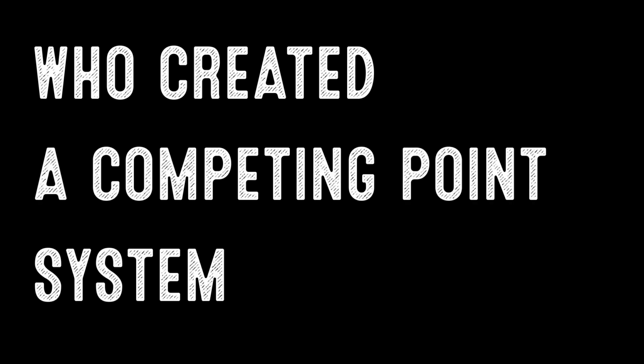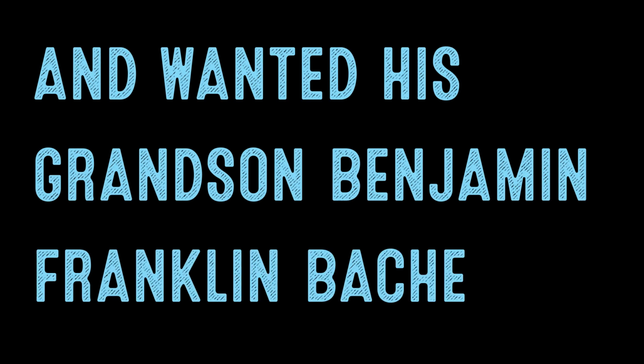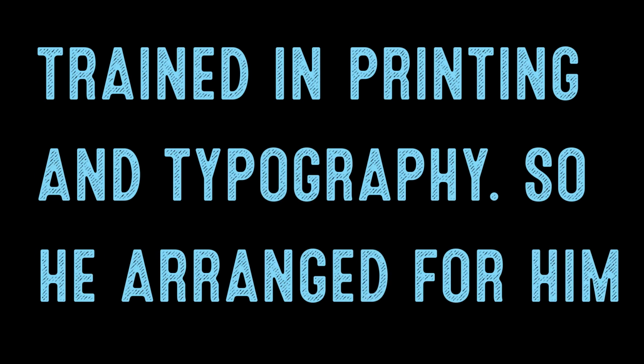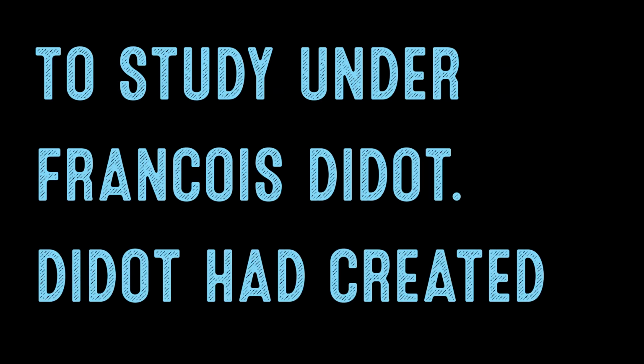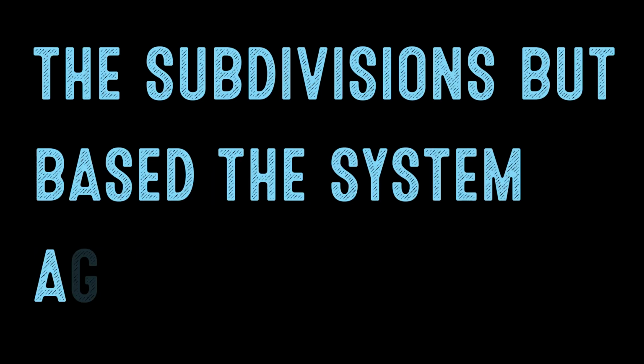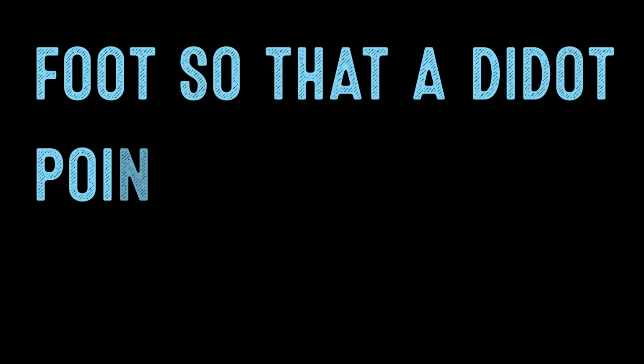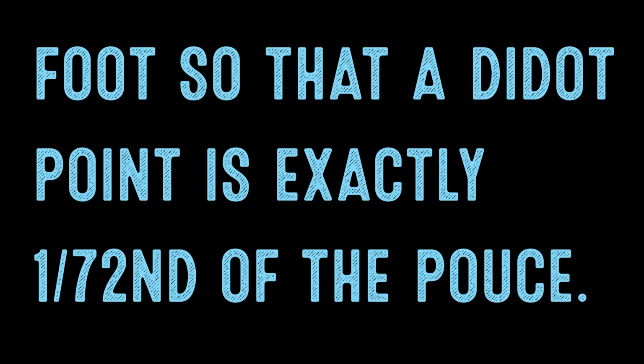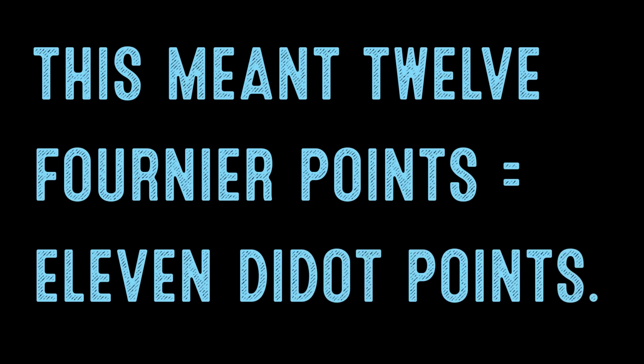Who created a competing point system and how was it different? When Benjamin Franklin served as ambassador to France, he spent time with the Fournier family and wanted his grandson, Benjamin Franklin Bosch, trained in printing and typography. So he arranged for him to study under François Didot. Didot had created a competing point system to that of Fournier. He kept the subdivisions but based the system against the royal foot, so that the Didot point is exactly 1/72nd of the pouce. This meant 12 Fournier points equals 11 Didot points.